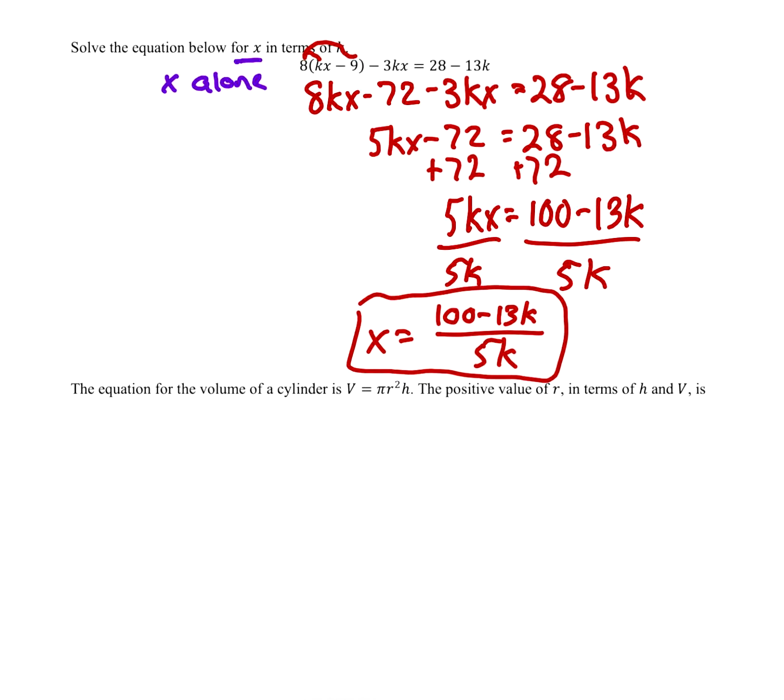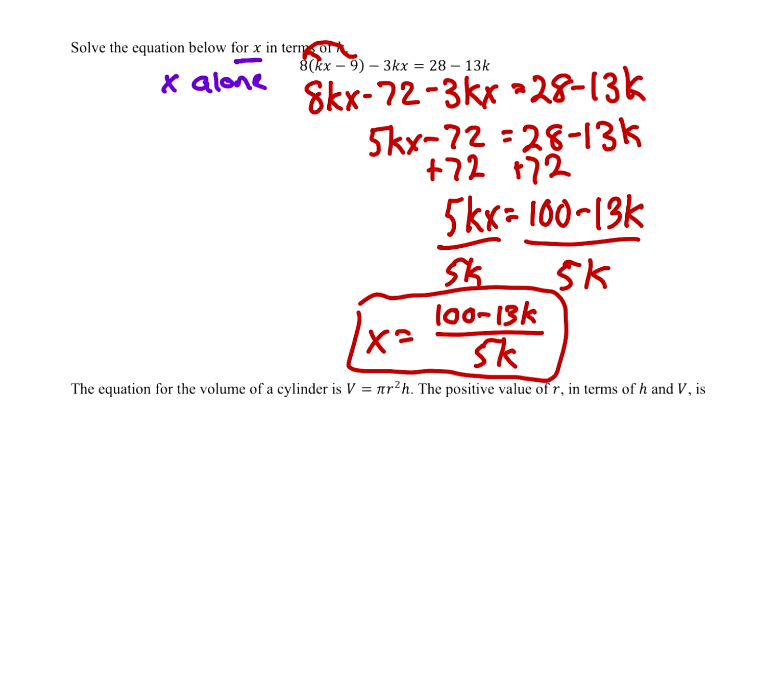You could simplify that further by doing 100 over 5k minus 13k over 5k and simplifying each of those fractions a little bit more. But you cannot, I see this mistake all the time, you cannot just say, oh, cancel out the k's here and it's 100 minus 13 over 5. That's not true because you need to divide each term in the numerator by 5k. If you do that, you're not dividing the 100 by k, which it needs to be divided by. So that would be our answer right there.